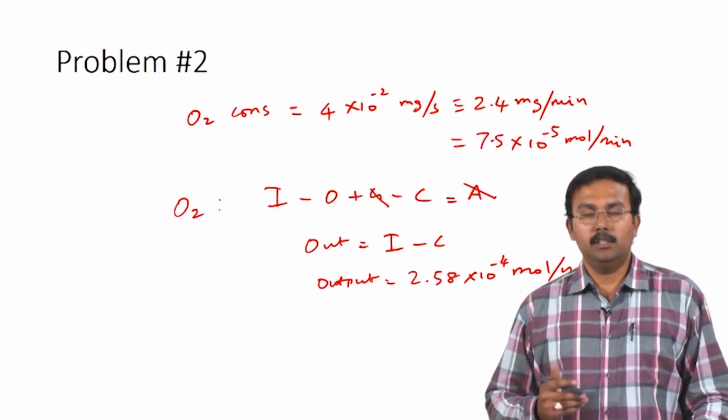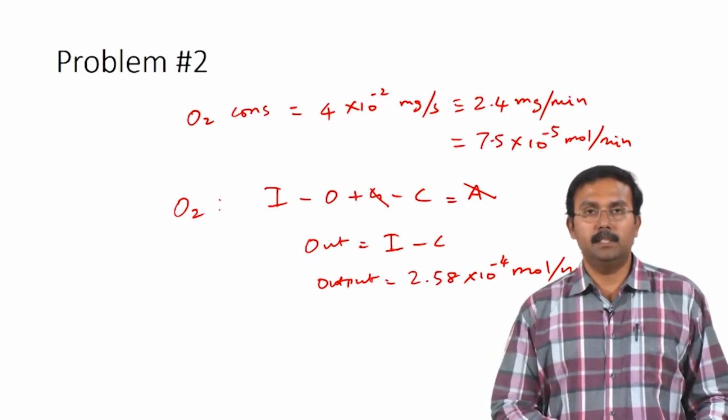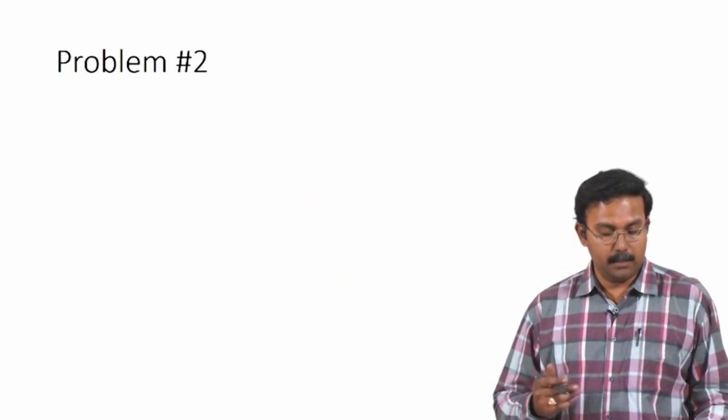To calculate the concentration of oxygen which is leaving the system, we would have to convert this molar flow rate into mass flow rate and divide it by the volume which is leaving the system.